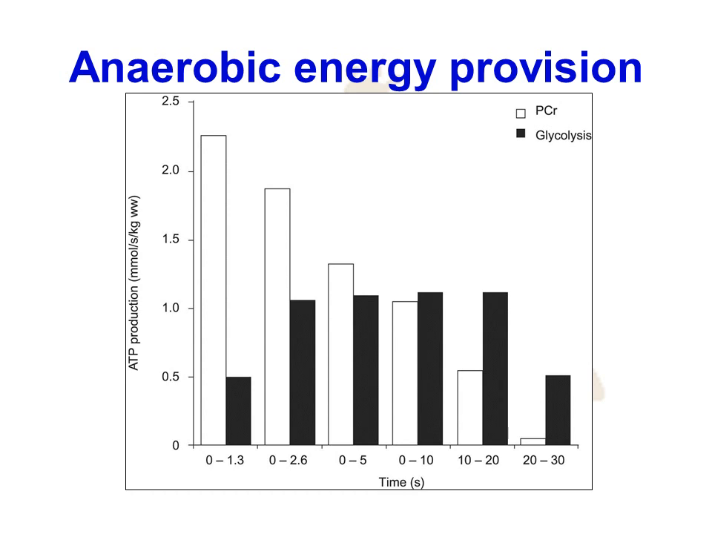This graph is a nice schematic for you. So if you look, on our axis we've got the ATP production, but we've got how much of that ATP is coming from PCR, and how much of that ATP production is coming from glycolysis. And what we've got across our x-axis are time frames. So for example, 0 to 1.3 seconds, 0 to 2.6 seconds, a bit further along, 0 to 10, 10 to 20, 20 to 30.